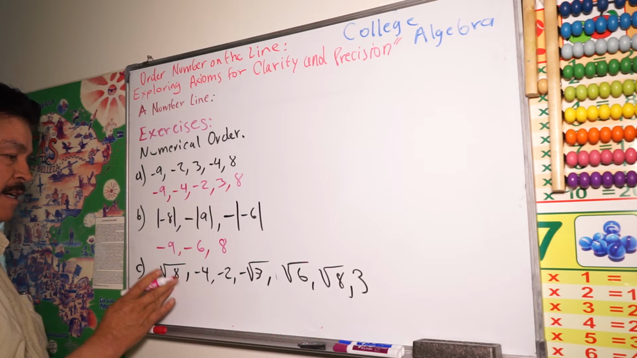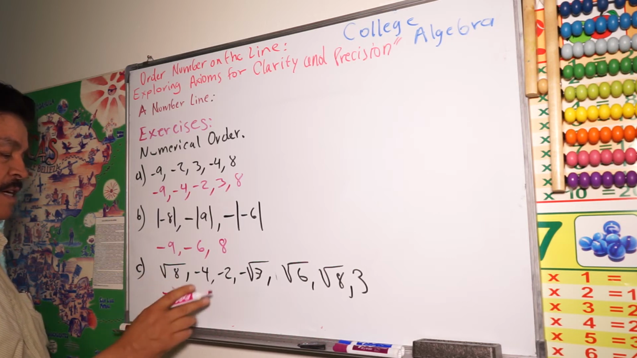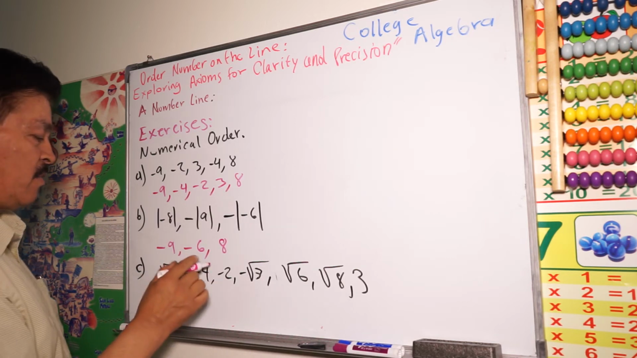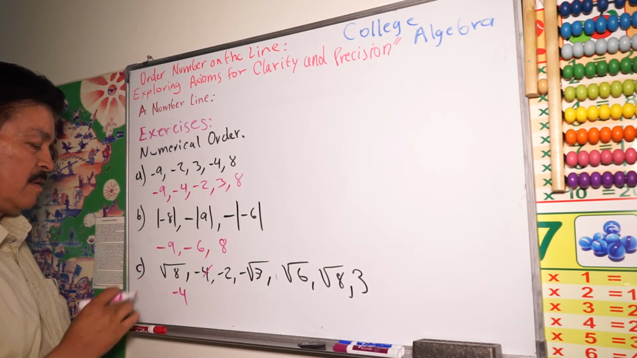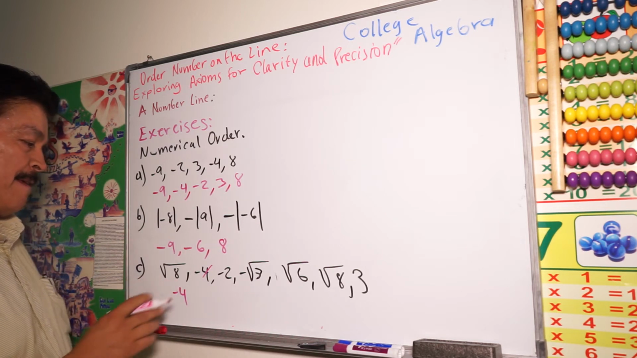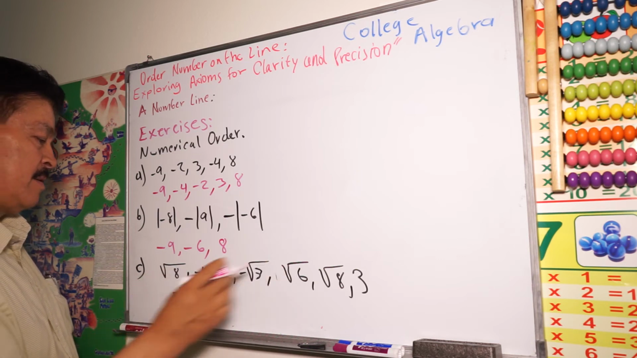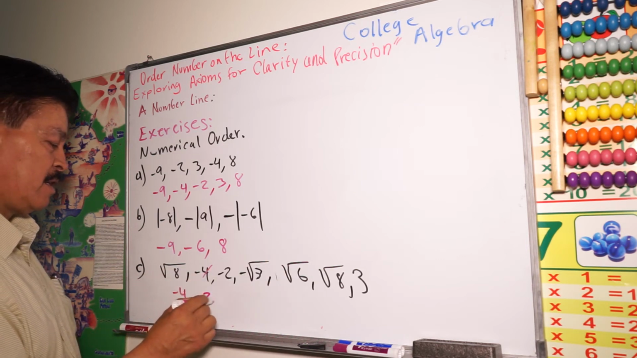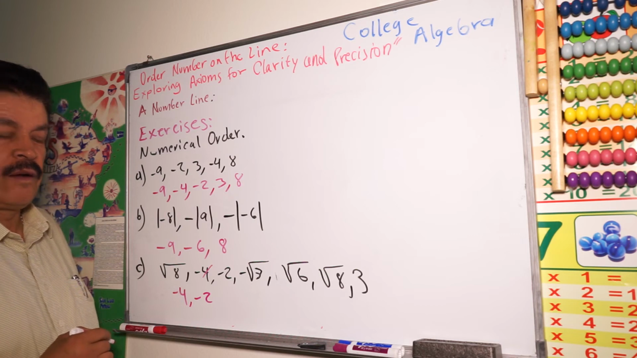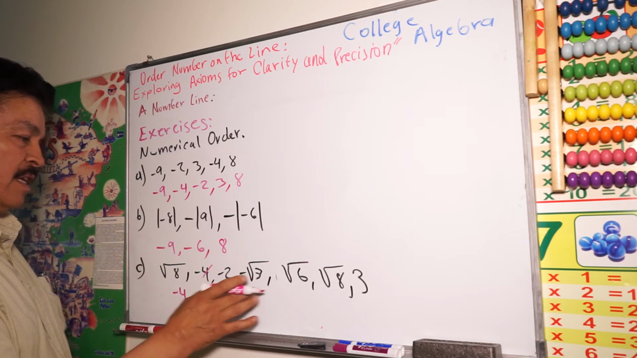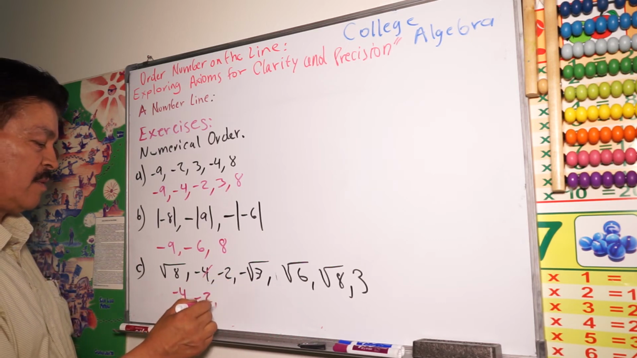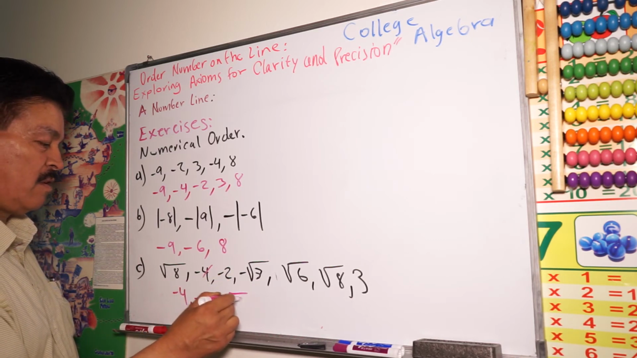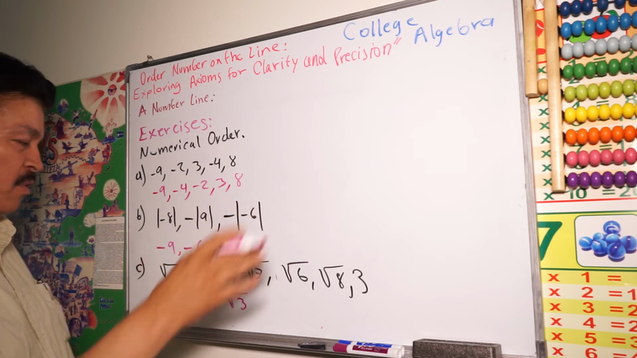-4, right? We have -4 right here. So what is the next one? We have -2, right? -2. What is the next one? We have this negative. Oh, negative, of course. This negative square root. All negatives are smaller than positive numbers.